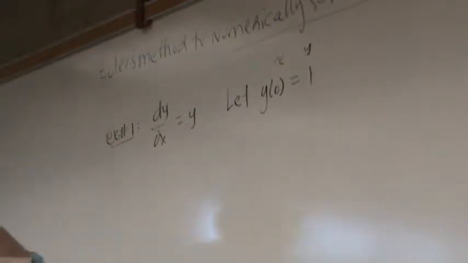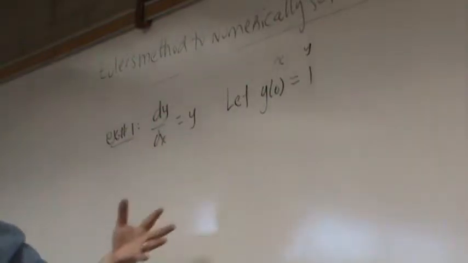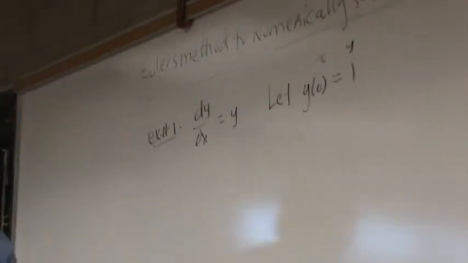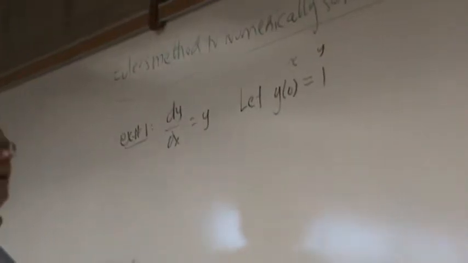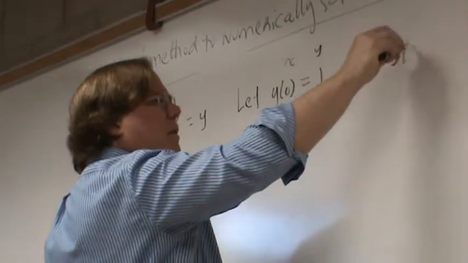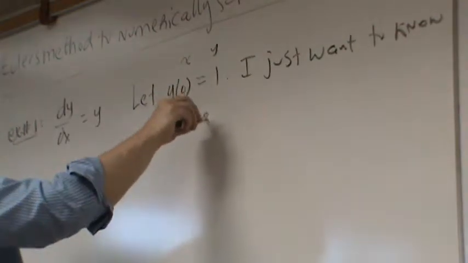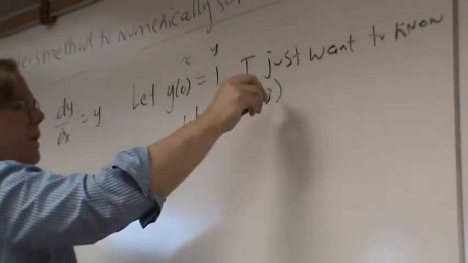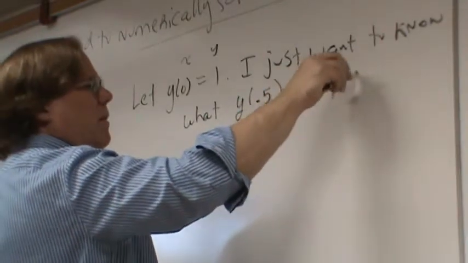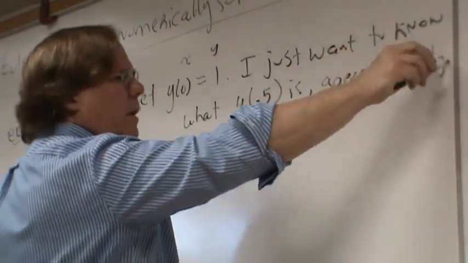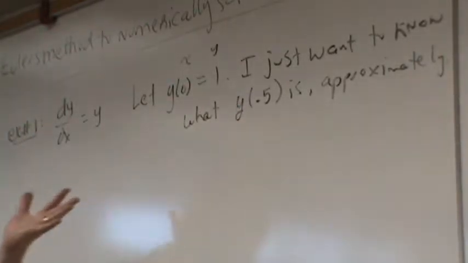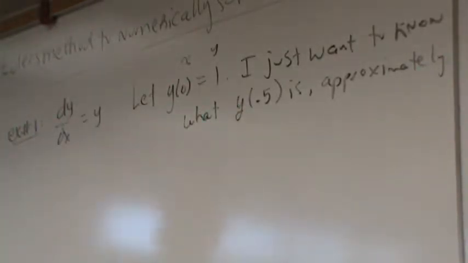And let's say I don't want to find an equation that gives me all the answers. Let's say I'm only interested in one particular answer. I just want to know what y of 0.5 is approximately. So I don't need an equation for the solution that gives me what y is for any x in the whole universe. I just want to know what y is specifically for 0.5. Well, here's one way I can do it.